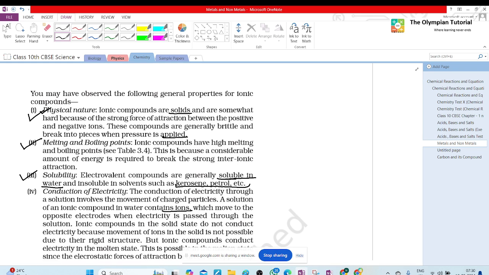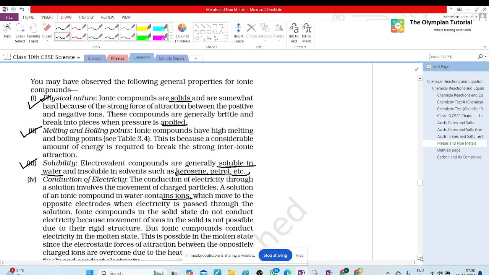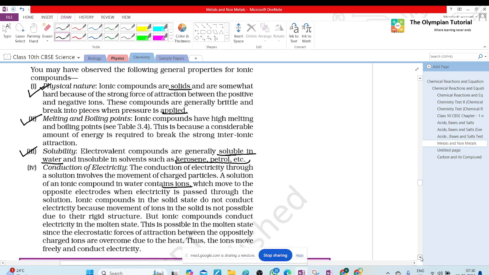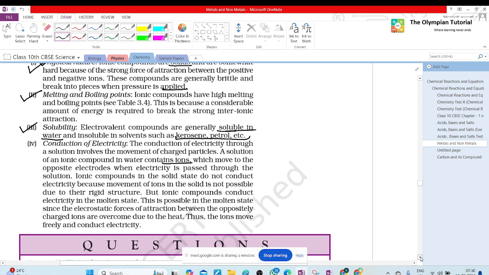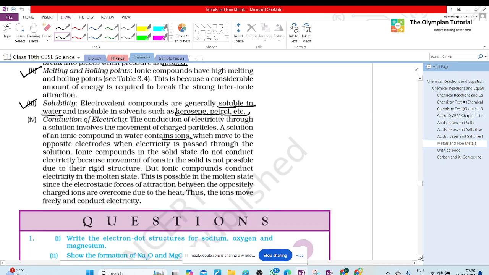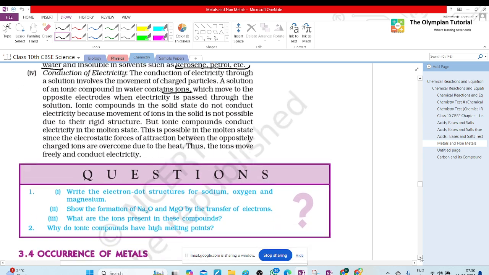Conduction of electricity: the conduction of electricity through a solution involves the movement of charged particles. A solution of an ionic compound in water contains ions, which move to the opposite electrodes when electricity is passed through the solution. Ionic compounds in the solid state do not conduct electricity because movement of ions in the solid is not possible due to their rigid structure. But ionic compounds conduct electricity in the molten state. This is possible since the electrostatic forces of attraction between the oppositely charged ions are overcome due to heat. Thus, the ions move freely and conduct electricity.